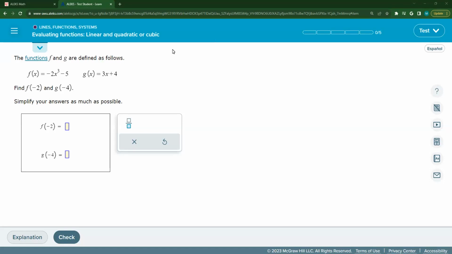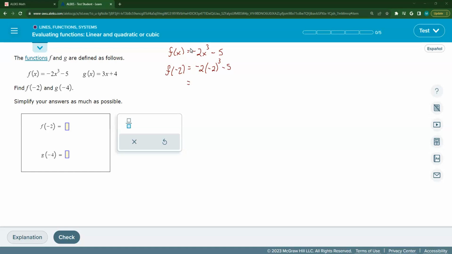So since we have f of x equals -2x cubed minus 5, when we want f of -2, we're going to replace every x with a -2, and we're going to keep it in parentheses, because it's good practice anytime you substitute to use parentheses. So -2 in parentheses, replacing my x, and then I have a cubed minus 5. So then we're going to simplify.